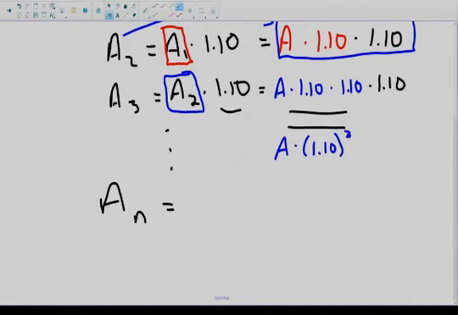Okay, so what would happen at n? Well, at n, we would have A times 1.10 to the power of n. And we now have a formula that works for any situation similar to the one we had in the previous slide where we were increasing the value by 10%. This is the general way that all of these formulas work. You're just multiplying previous values by the same growth each time over and over again, which gives us a power. And that's why this scenario is an exponential.